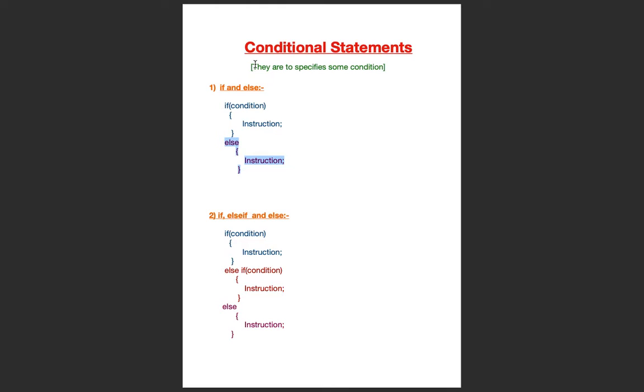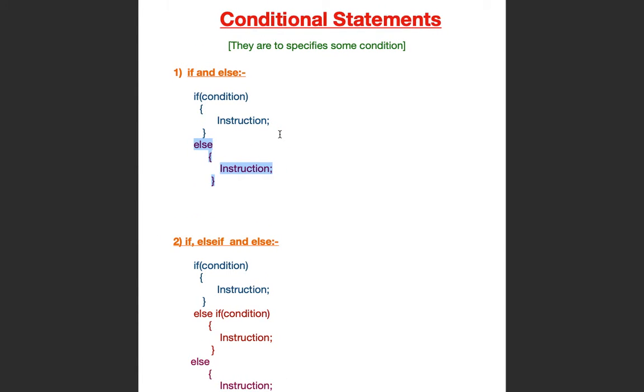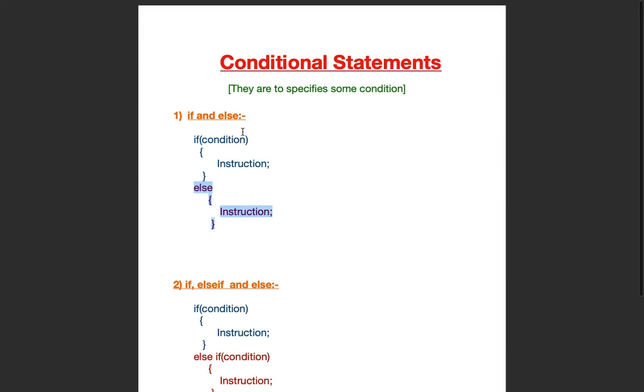These are the statements which specify some condition, so that if this condition is followed, then only the instruction written inside them is going to be compiled or run. Now there are three kinds of conditional statements. The first one is if, the second one is if and else, and the third one is if, else if and else. I forgot to write the if statement here.